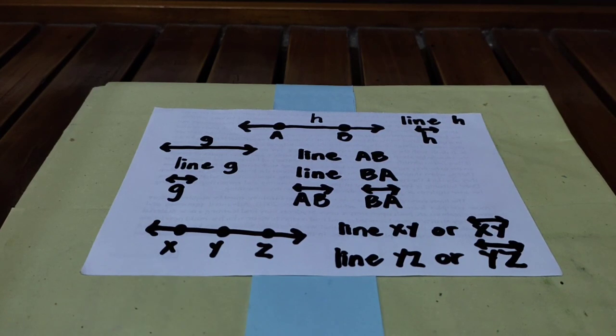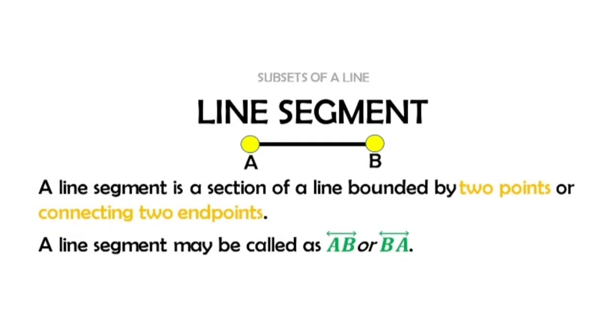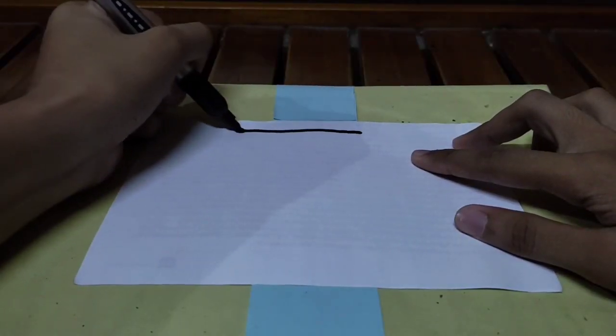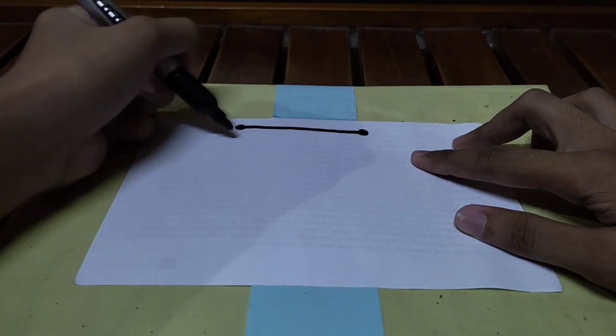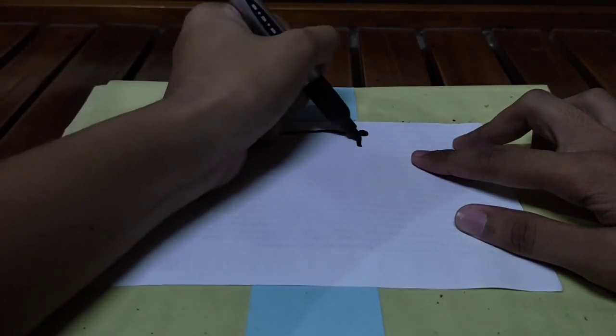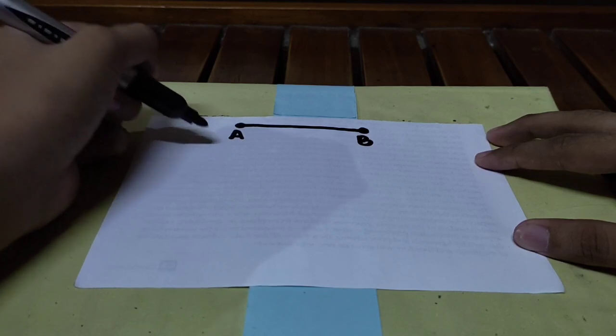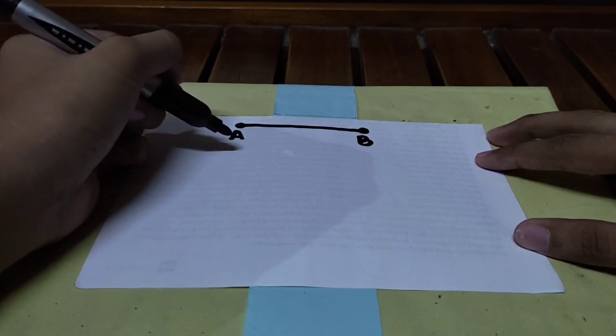And now let us proceed to the two subcategories of the subset of a line. First is we have the line segment. Line segment is a section of a line bounded by 2 points or 2 connecting endpoints. Say for example, this line that has point A and B. A line segment may be called as line segment AB or line segment BA.